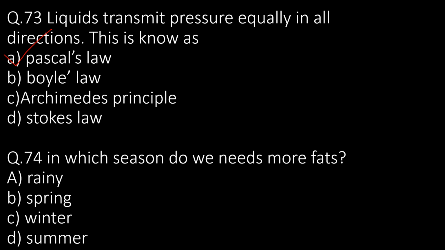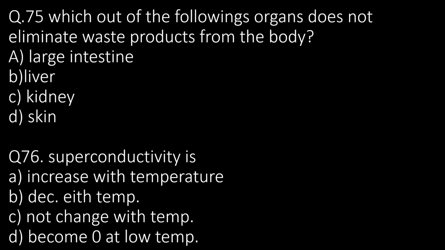Our next question is in which season do we need more fat? And the right answer is option C, winter. Our next question is which out of the following organs does not eliminate waste product from the body? And the right answer is option A, large intestine. Our next question is superconductivity is, and the right answer is option D, becomes zero at very low temperature.